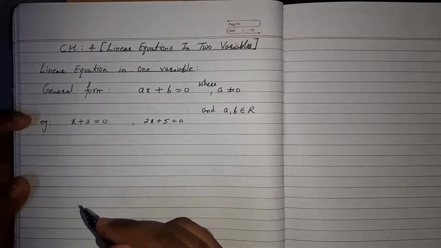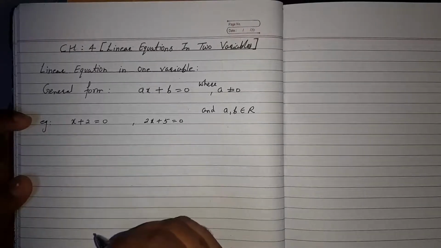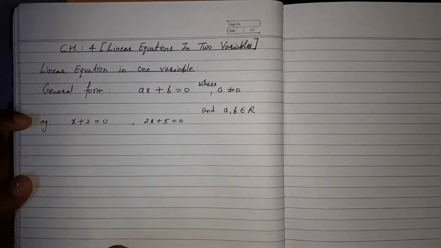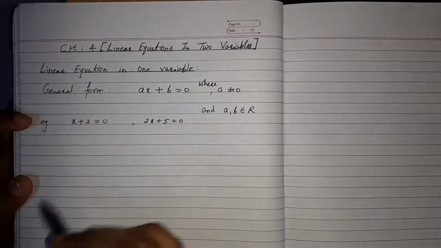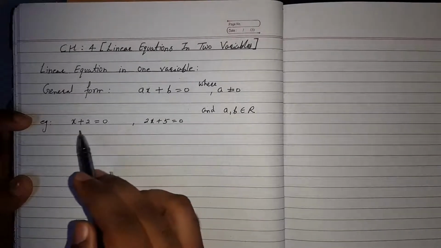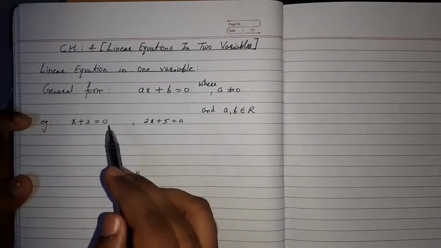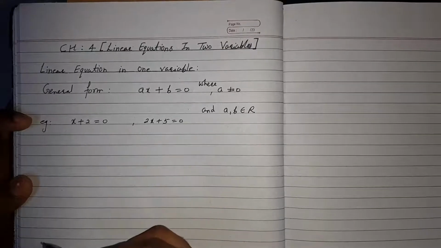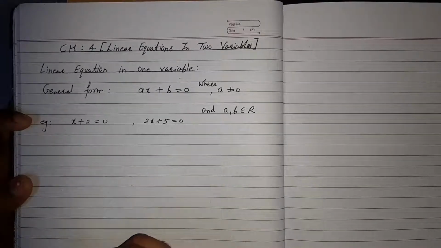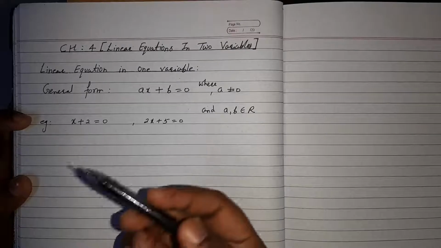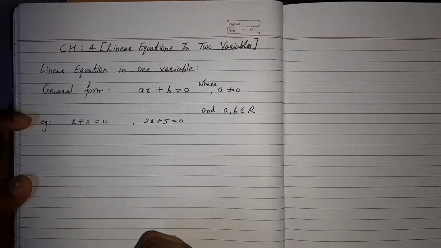Now, how many solutions does a linear equation in one variable have? Yes, there is only one solution of a linear equation in one variable. You can find the solution from these examples. x plus 2 is equal to 0, so here we can get the value of x as minus 2, by transposing 2 from one side to the other side, so it becomes negative. So the value of x we get is minus 2. So we can say that there is only one solution of a linear equation in one variable.